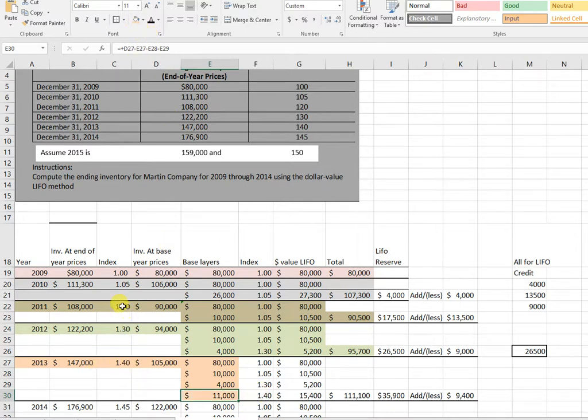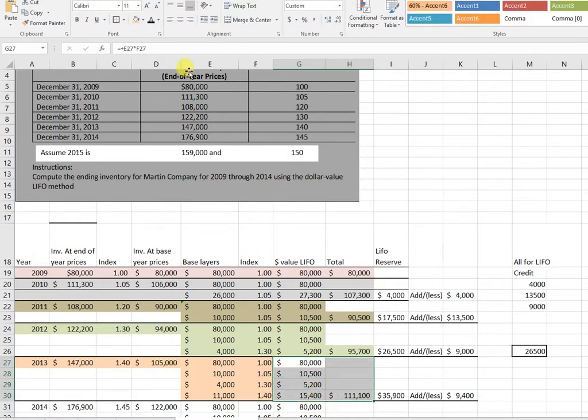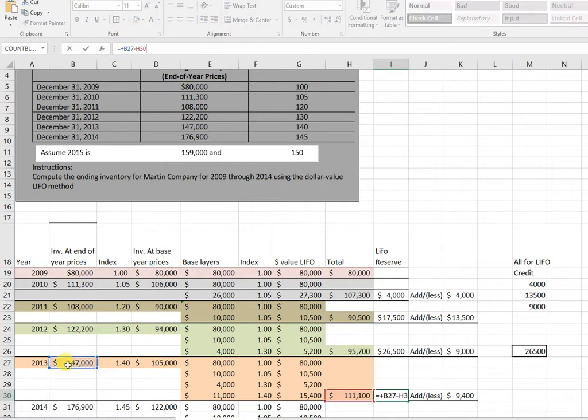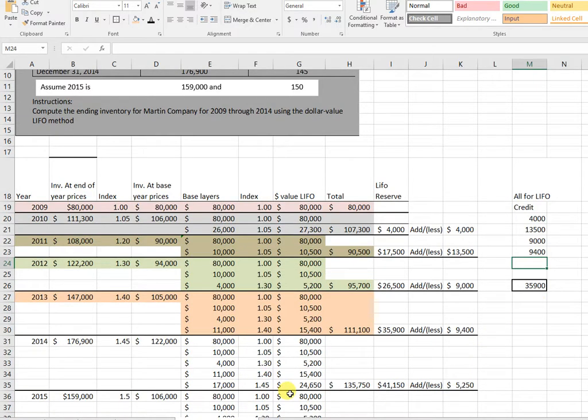So again, I have no 120 layer because inventory went down. So now I bring it forward, multiply them out. So I get these numbers, add them all up, get 111,000. I have my difference of 35,900 is my 147 minus 111,010. So I need my entire balance to be 35,900. So I need to add 9,400 to it to get it up to 35,900. Debit cost of goods sold, credit allowance for LIFO inventory.